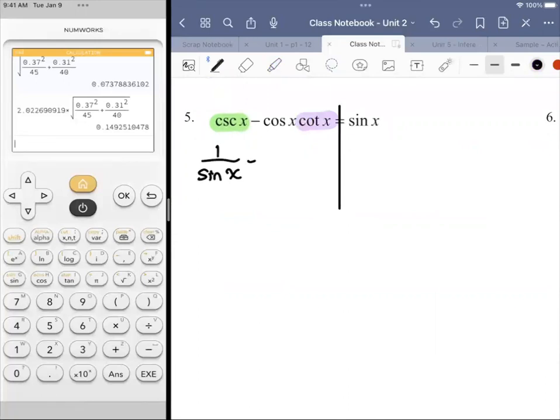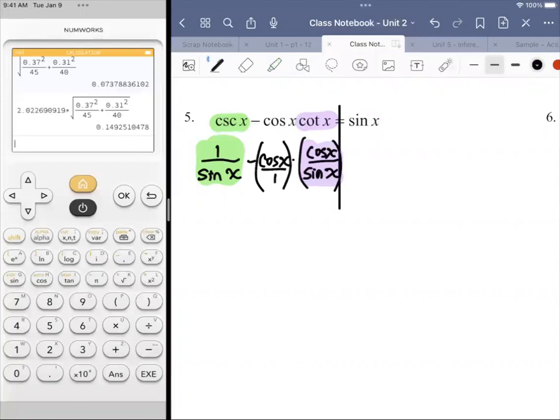Cosine is cosine. We're good there. Cotangent is cosine over sine. All right, so I got a substitution here and a substitution here. Not much I can do with the 1 minus sine x yet, but the other part of it I can do something, because I can put this cosine over a 1 and multiply these two fractions, this one by this one. You can bring the negative along for the ride or not.